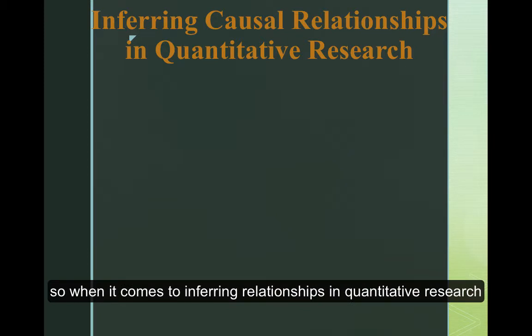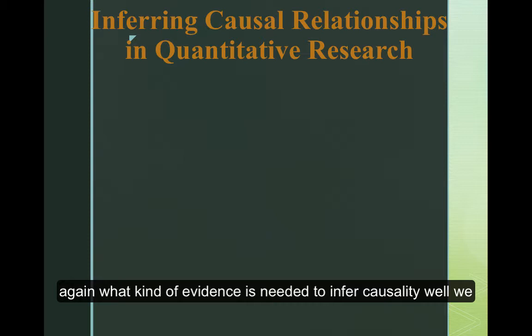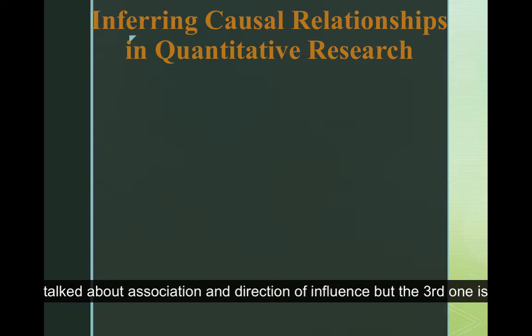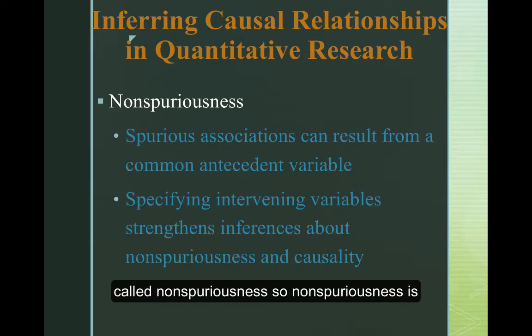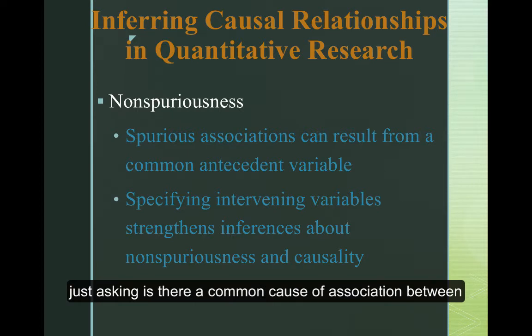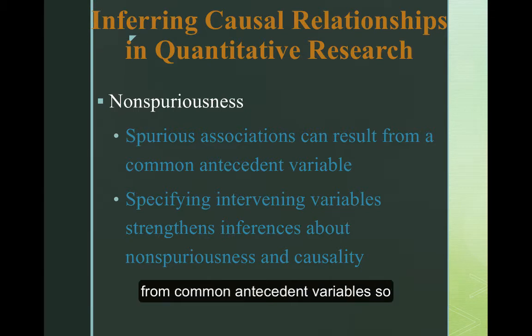So when it comes to inferring causal relationships in quantitative research, again, what kind of evidence is needed to infer causality? Well, we talked about association and direction of influence, but the third one is called non-spuriousness. So non-spuriousness is just asking, is there a common cause of association between variables? So spurious associations are those that can result from common antecedent variables.